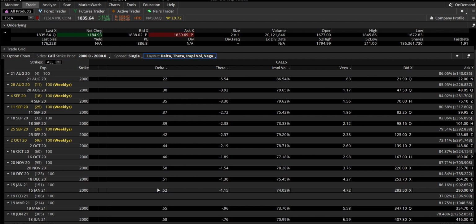Because if you can understand how those two are different, then you'll understand what's going to happen to your longer term Greek as you get closer to expiry.